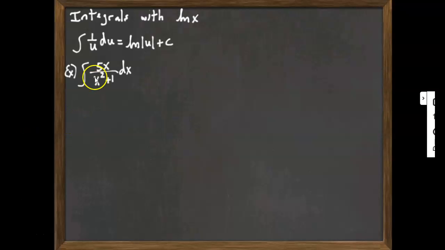recall, or from the notes, that the integral of 1 over u du is the natural log of the absolute value of u plus a constant. So let's use that now on our first integral here. We have the integral of 5x over x squared plus 1 dx.